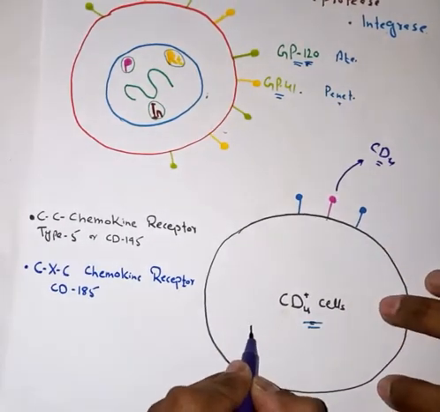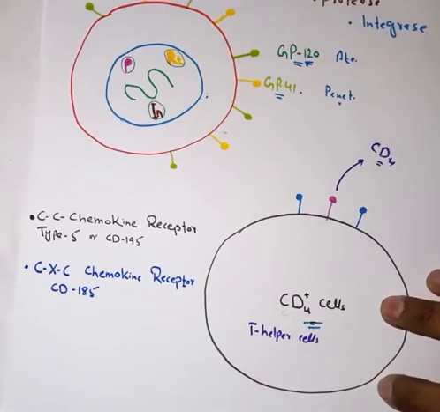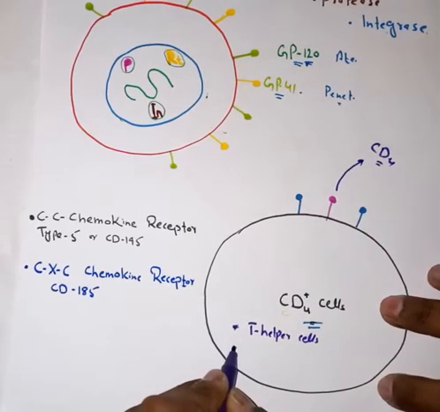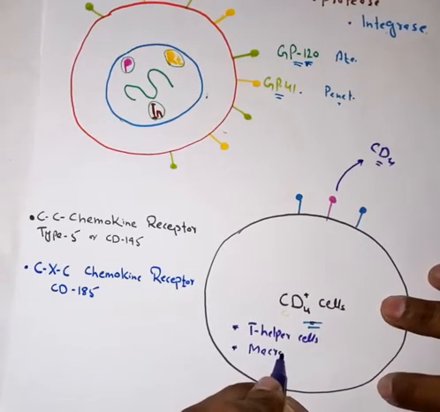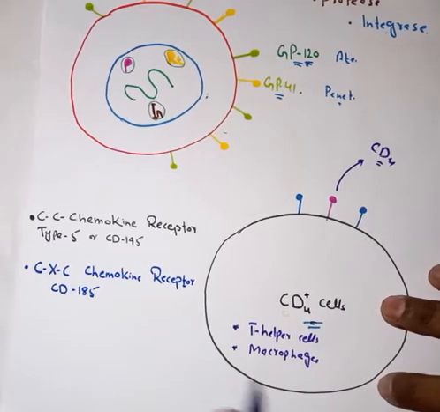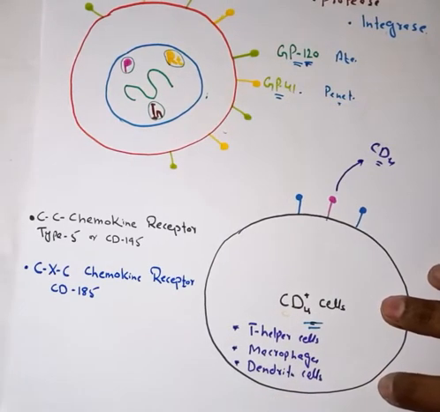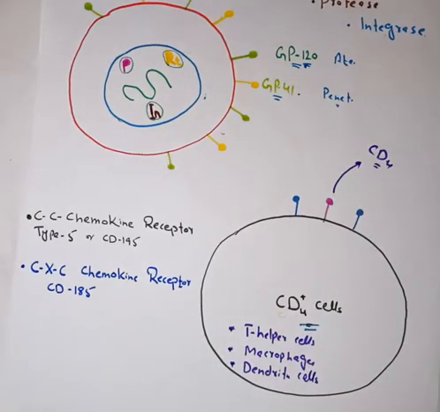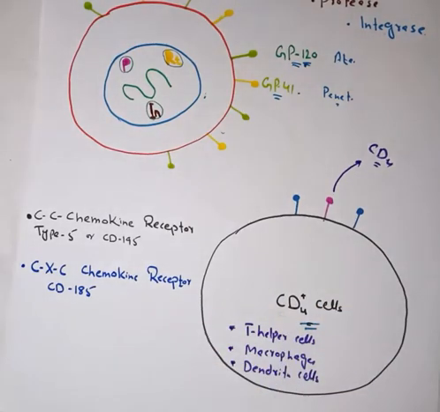they include T helper cells, very important cell. I have talked about these cells in very detail in my immunology lectures. Then macrophages, then dendritic cells, a type of antigen presenting cells. So they are basically immune cells, and these cells express CD4 protein on their surfaces, so they are called as CD4 plus cells. So CD4 plus cells will be the target of these HIV virus.